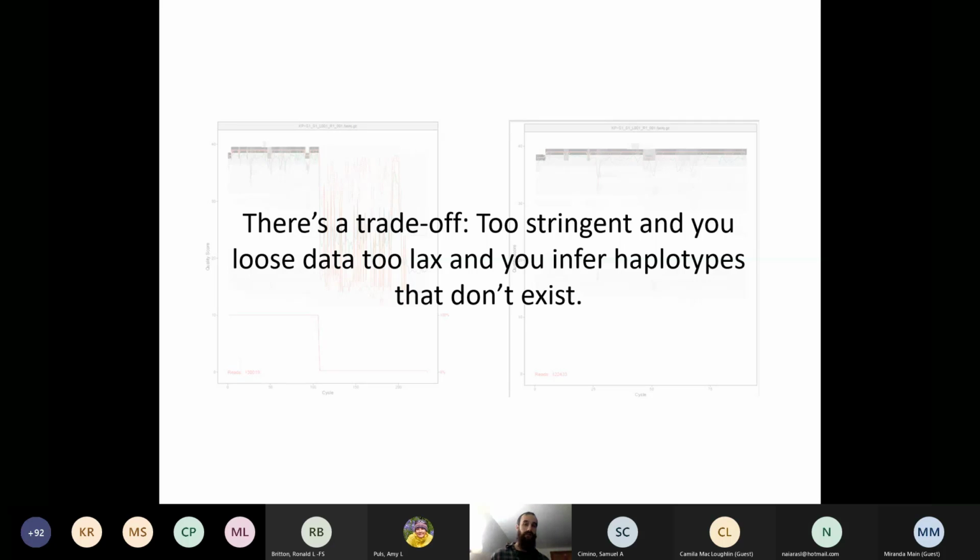I'm going to note here that there's a trade-off. If you're too stringent with doing your filtering here, that is, you require that there only be bases that are called with really high quality scores, then you end up throwing out a lot of sequence data that's potentially useful, and you're going to reduce your ability to detect rare templates. Conversely, if you're too lax, you could be inferring haplotypes that don't exist. That is, you're more likely to include erroneous sequence data and make inferences that are incorrect. There's no strict rules, but I think it's important to be aware that these trade-offs exist.